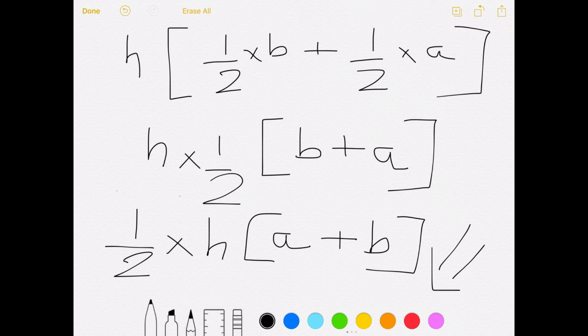So if we know how to derive the formula, then we need not memorize formulas like this. So this was it about the area of a trapezium.